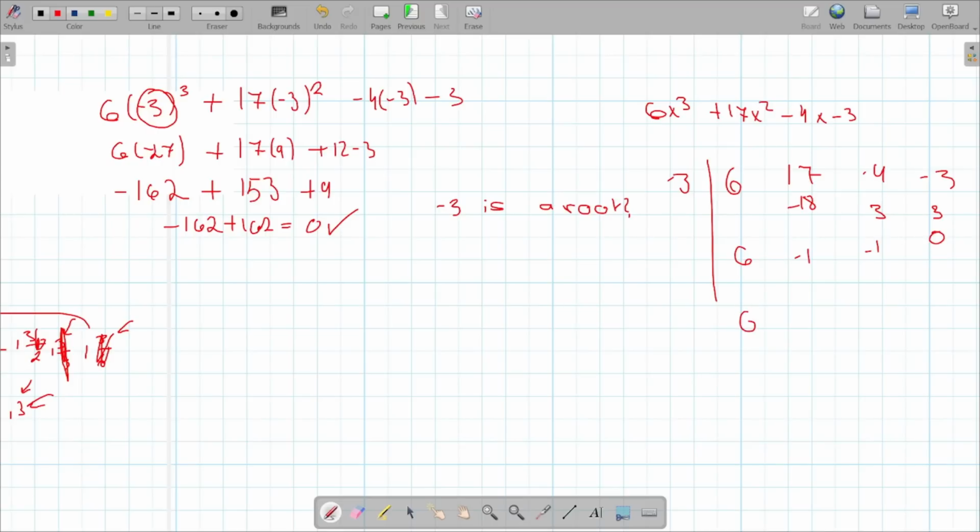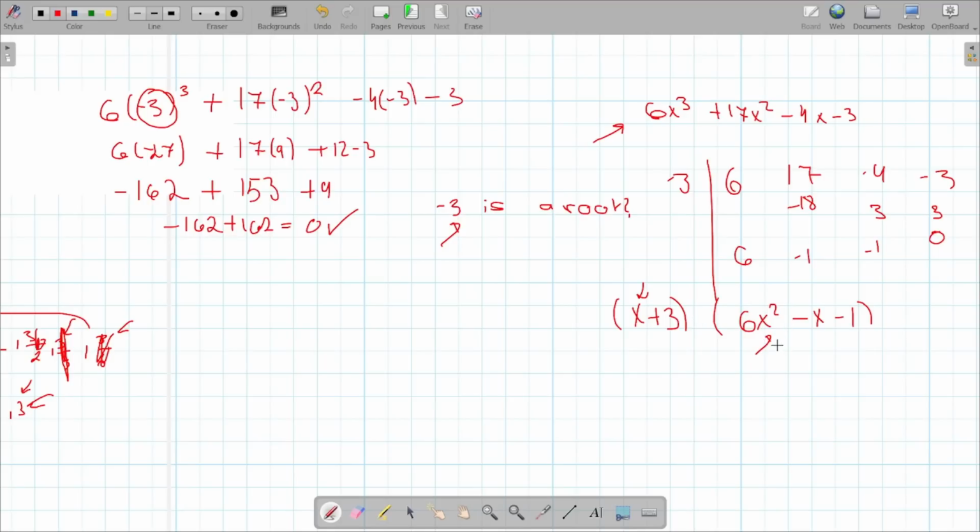So we're going to get, since it's squared now, 6x squared minus 1x, so minus x, minus 1. So we can express this here as x plus 3 times 6x squared minus x minus 1. Why x plus 3? Because minus 3 is a root. If minus 3 is a root, you write it as x plus 3. You just do the opposite. Okay. Can you factor 6x squared minus x minus 1?